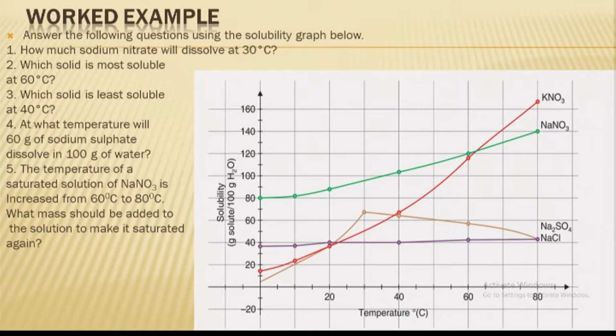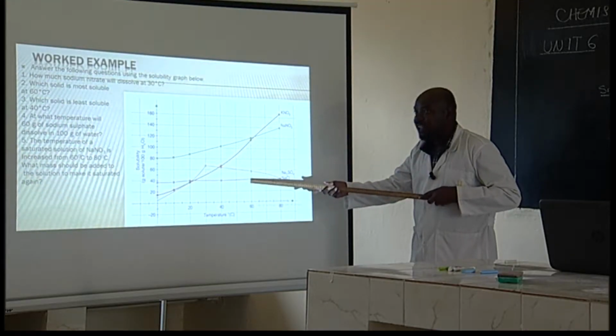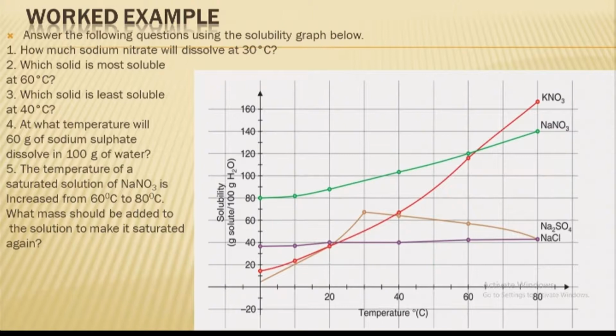Another example, which one is the least soluble at the same temperature? Think about it. At 60 degrees, we have determined the one which is most soluble. Which one will be the least soluble? Think about it, please. Yeah, it will be the one which has the lowest value. So it is sodium chloride.